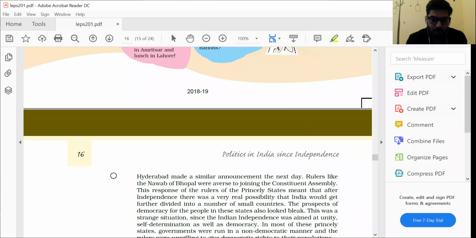So Hyderabad made a similar announcement. Then there was this Nawab of Bhopal. There was the Prince of Junagadh, Indore. So 4 to 5 people were like, no, no, no, we don't want to be a part of India. We'll remain independent. In fact, Junagadh is in Gujarat. So he escaped to Pakistan. Junagadh became a part of India. Now his current generation living in Pakistan has said that Junagadh will be a part of Pakistan and we'll make our efforts. So they're still living in a fool's paradise.